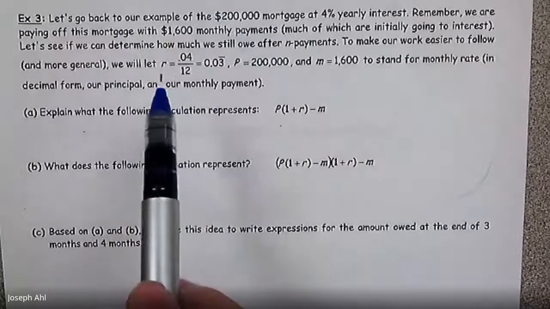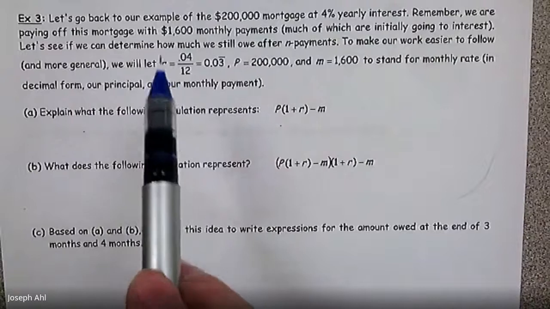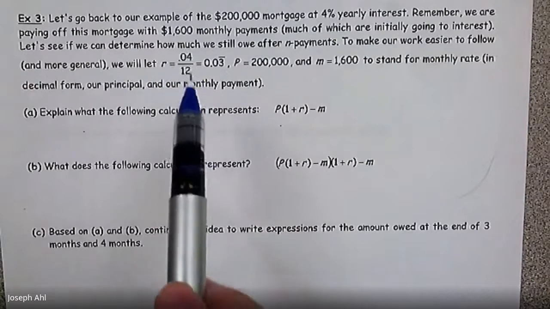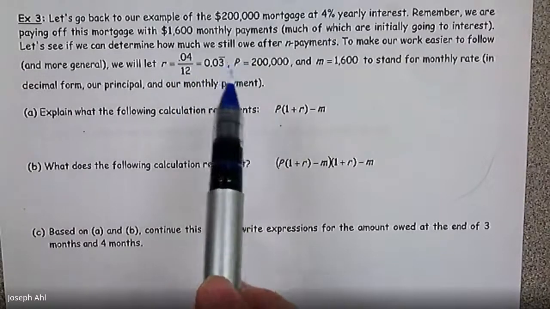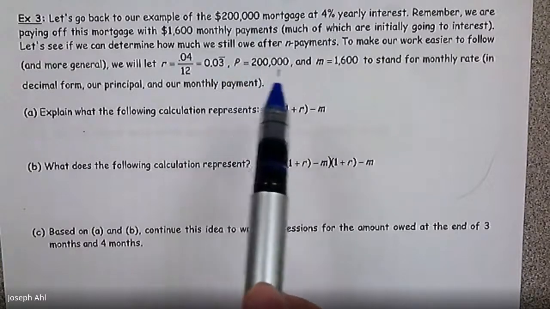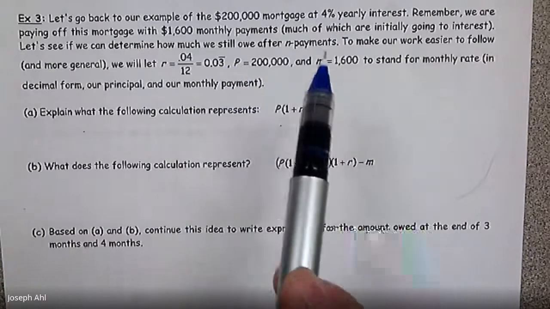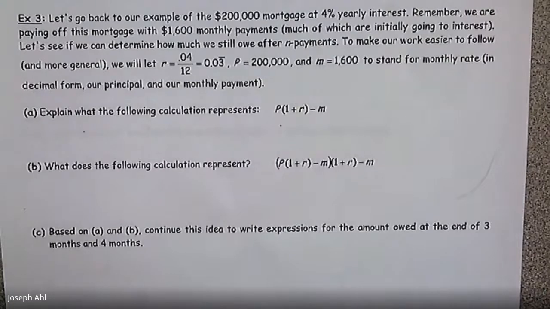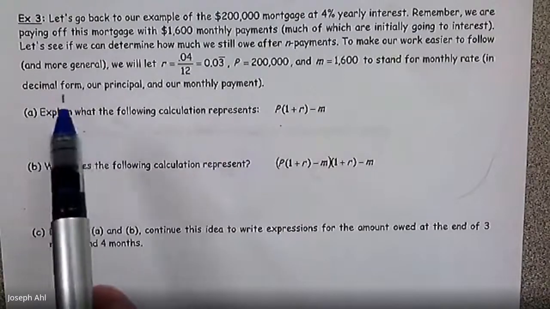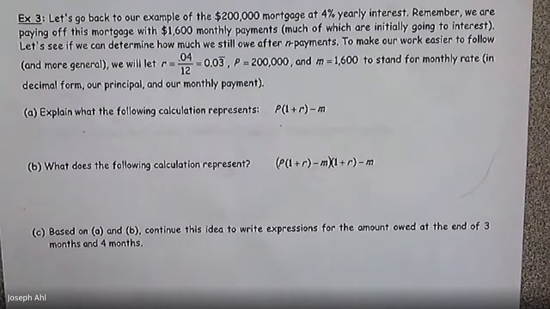So we're going to let the following variables replace what we have. We're going to have R as the rate, which is the 0.04 over 12. P is for the principal amount. That's what we're borrowing to start. And then lowercase m is going to be the monthly payments that we're making. And you can see how I've kind of detailed each of those.